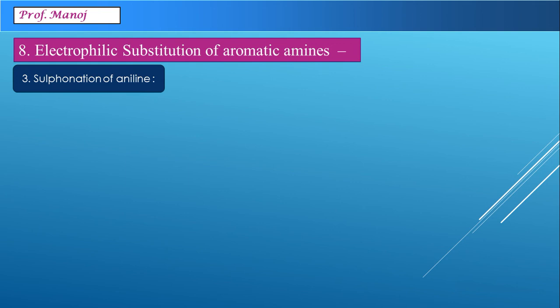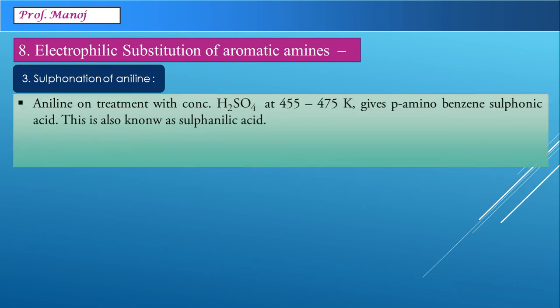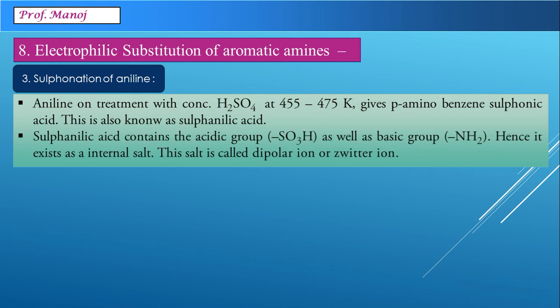The third reaction is sulfonation of aniline. Aniline can be treated with concentrated sulfuric acid at 455 to 475 Kelvin. This gives a product para-aminobenzene sulfonic acid, and this is also known as sulfanilic acid. Sulfanilic acid contains two important functional groups, one acidic group and second basic group. So they react with each other to form an internal salt. This salt is called a dipolar ion, also in German language Zwitter ion.